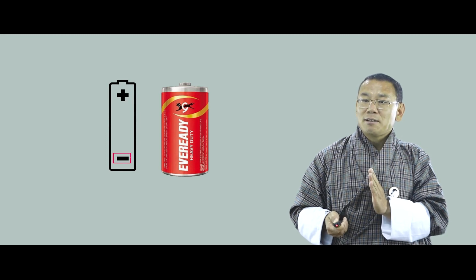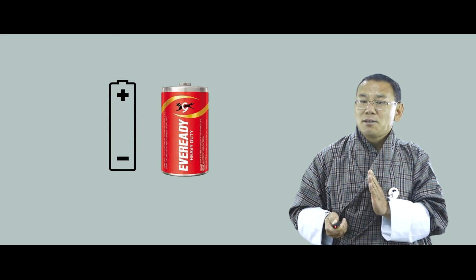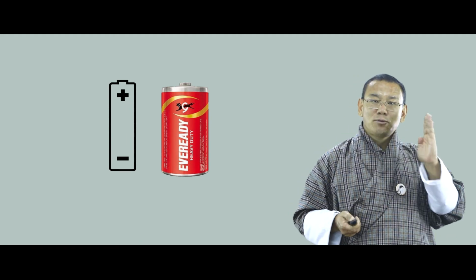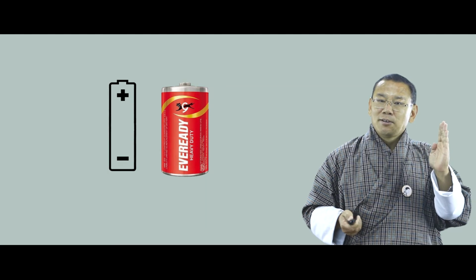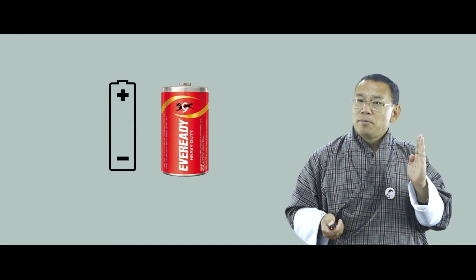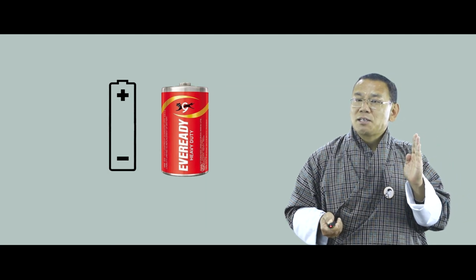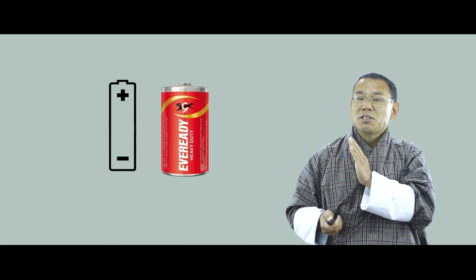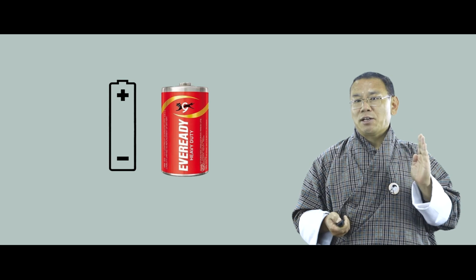This indicates that the end which is marked as negative will have excess of electrons. Do you remember the two surfaces, X and Y? In a similar way, the end of the cell which is marked as negative will have excess of electrons, and the end which is marked as positive will have deficit of electrons.